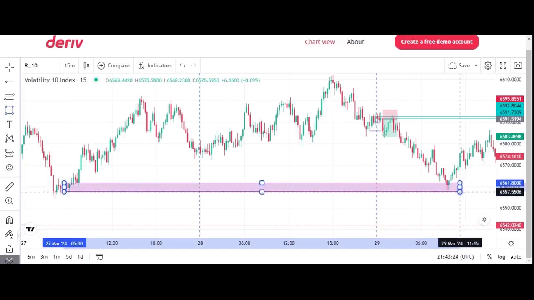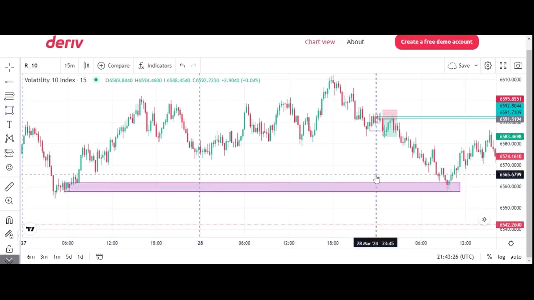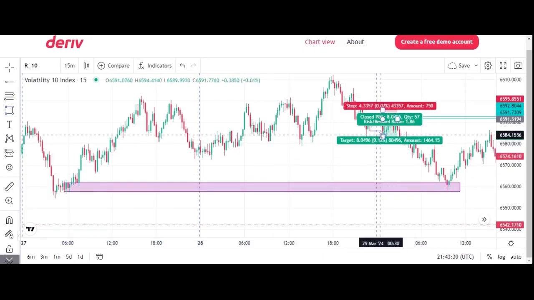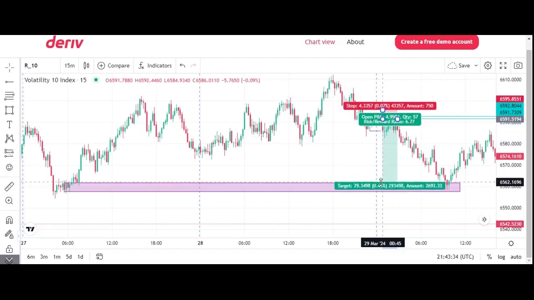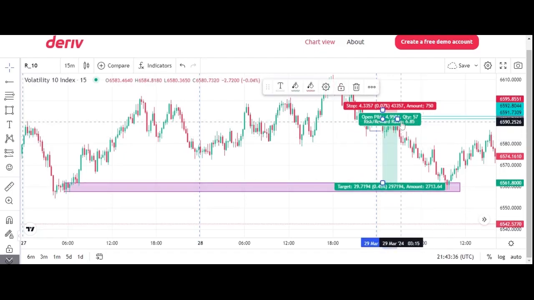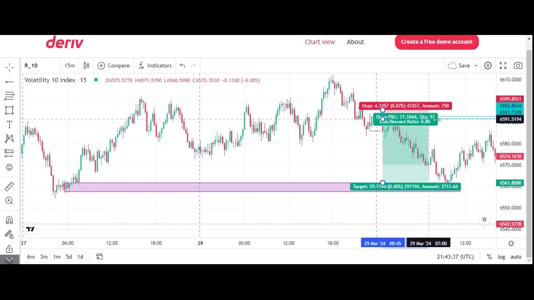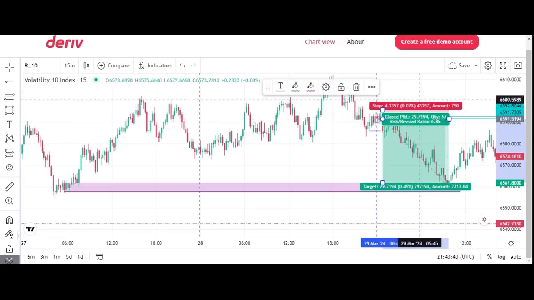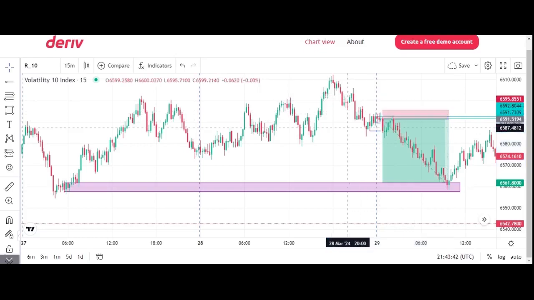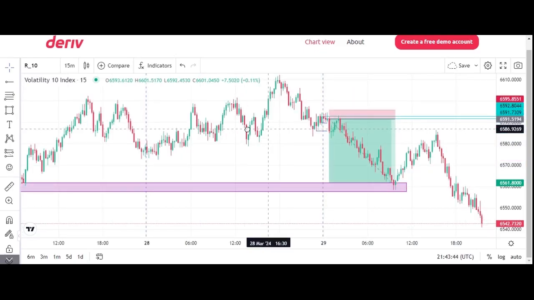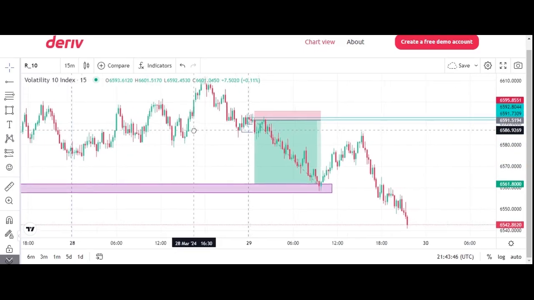And as you can see, that is where the market returned, that is where the market reversed, and that is your initial target. This is the first move that we mentioned. This is your first target, and that would be the first trade of the day. And it's a good risk to reward ratio.